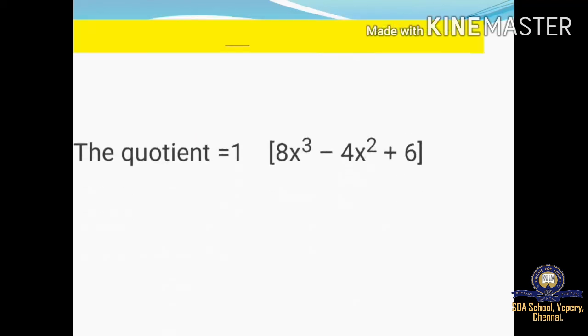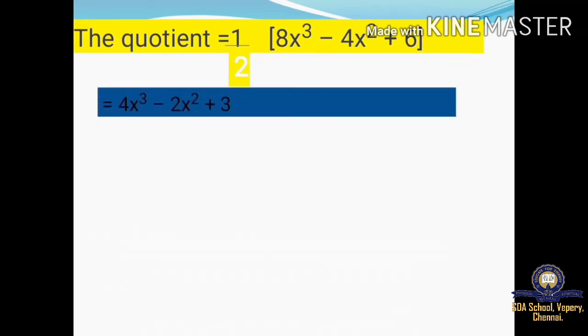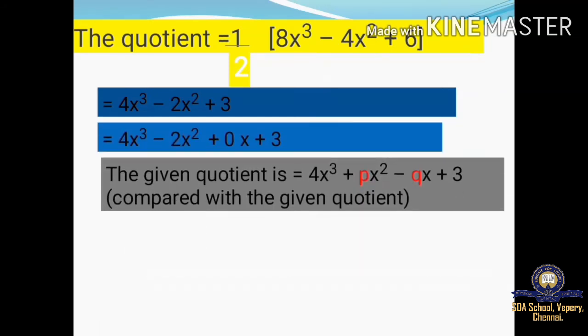Okay, so what I am doing is, let me simply divide this by 1 by 2. Because if I divide, I'll get the answer as 4x cube minus 2x square plus 3. Why am I dividing this? So that it satisfies my given question. You remember it was given to me in the question as 4x cube plus px square minus qx plus 3. Remember, this question was given to me, right? So in order to compare, I have divided by half. If I divide it by half, I will get 4x cube minus 2x square plus 3.